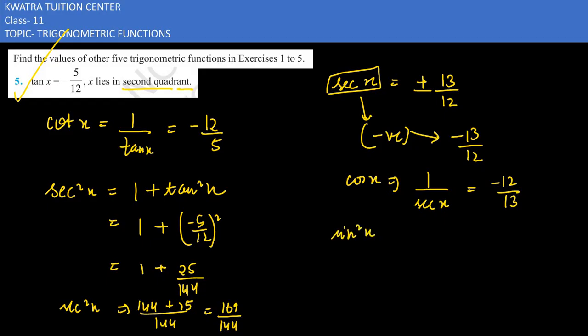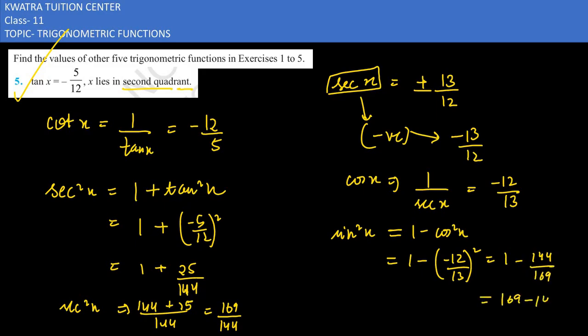Sine square x, you can do it, and sine square x is 1 minus cos square x. 1 as it is, cos x value would be minus 12 by 13 whole square. 1 is there, minus is there, 144 is there, 169 is there. I could have value as 169 minus 144 divided by 169. So taking square to the other side, you would have sin x value as two values. It would be plus minus 5, and in division you would have 13. It would be plus minus 5 over 13.